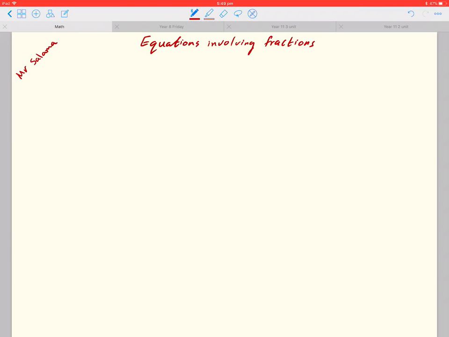Now to do so involves many different steps, and obviously depending on the type of questions that you get, you need to come up with the right process for it. So today we're going to take a closer look at equations involving fractions. So here's a particular question that I want you to look at with me.